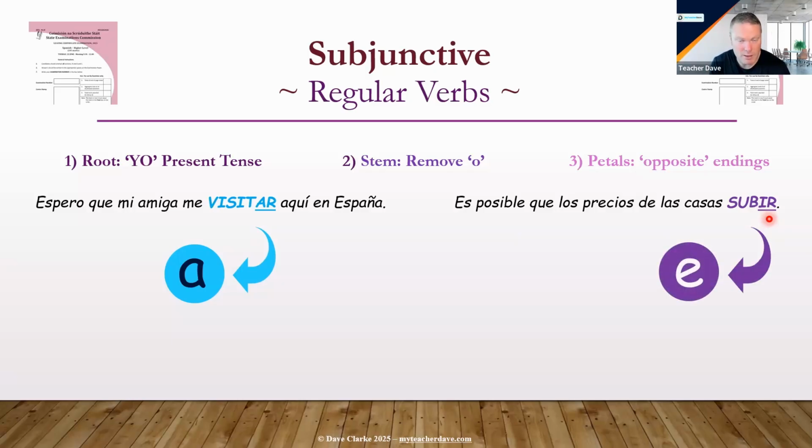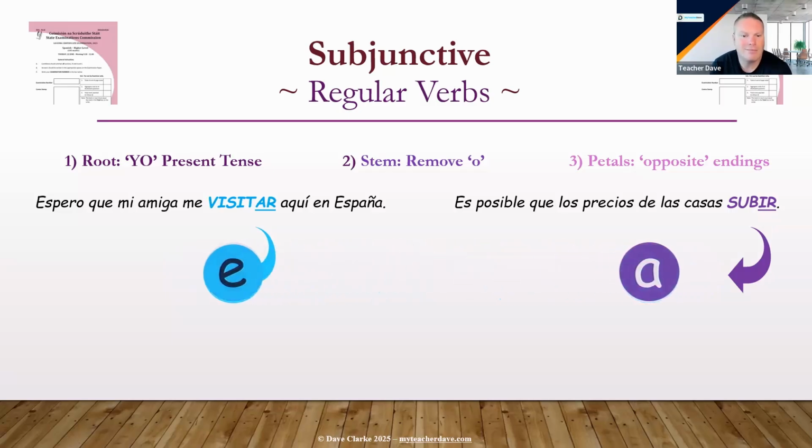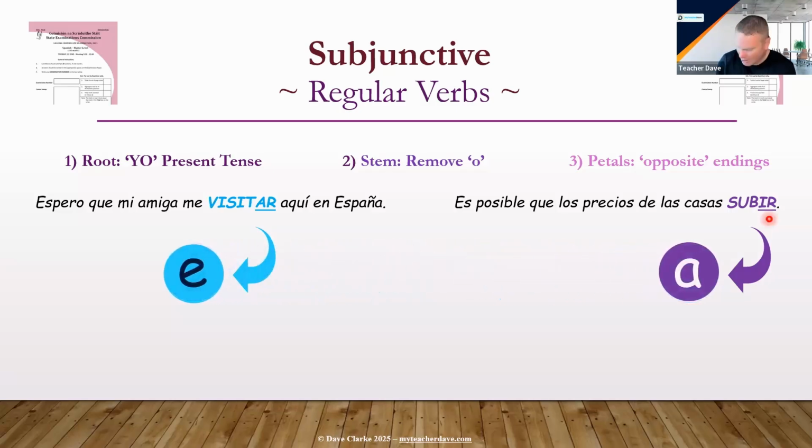Again, just to repeat, when we're going into the subjunctive, we need to use the opposite endings to those that we would normally expect. So let's do that. So we're well set up now. We know we're in the subjunctive. This is an AR verb. All our endings are going to have an E in them.